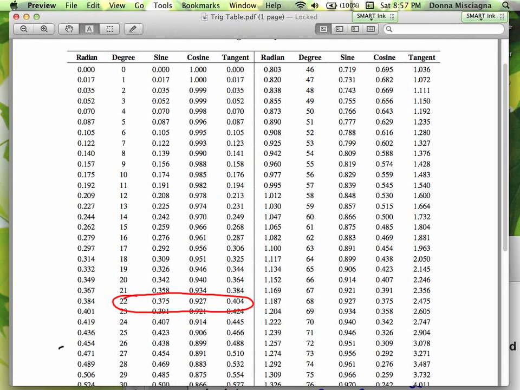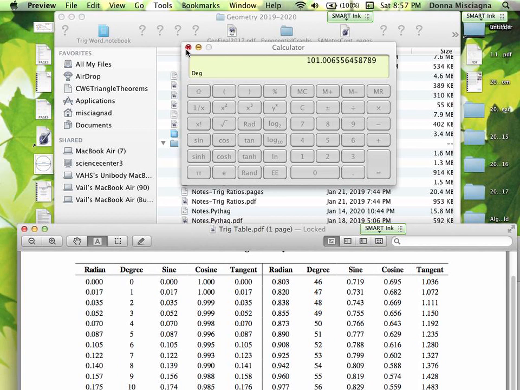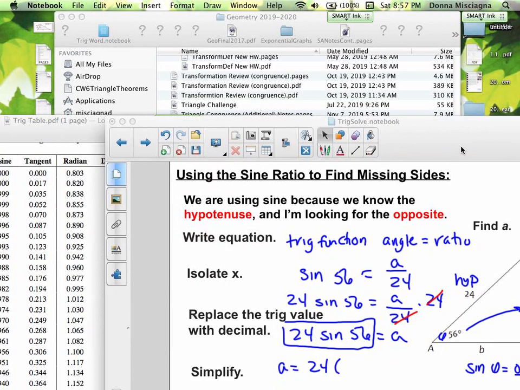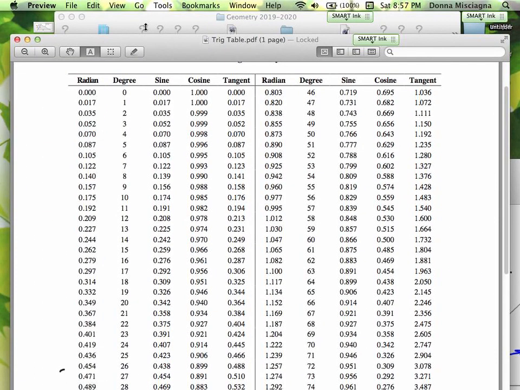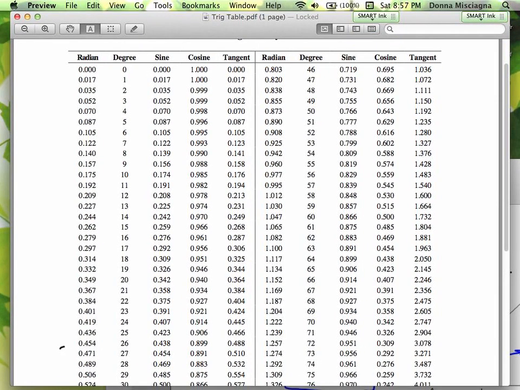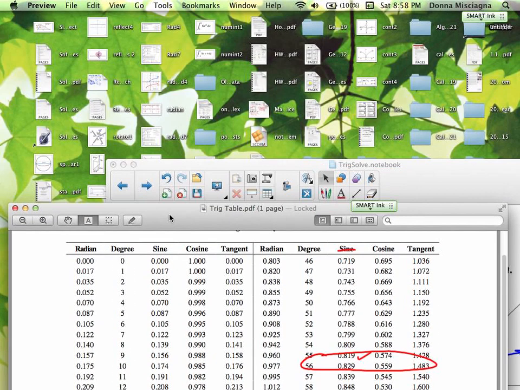All right, so we're looking for the ratio, since it's sine, of the opposite and the hypotenuse. And we have this from the last time we did a problem. I forgot the angle measure. Sine 56, sorry. I have too many things open on my computer here. All right, so now we're going to look for a 56-degree angle. I see it right over here. Now we want sine, so that's going to be this value here. So we're going to replace sine 56 with 0.829, because that's the ratio of the opposite to the hypotenuse.